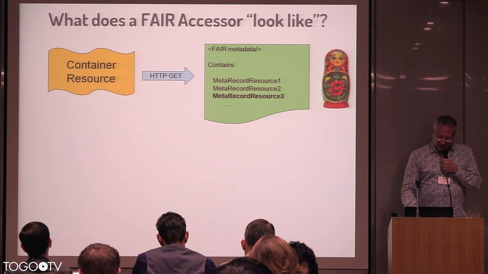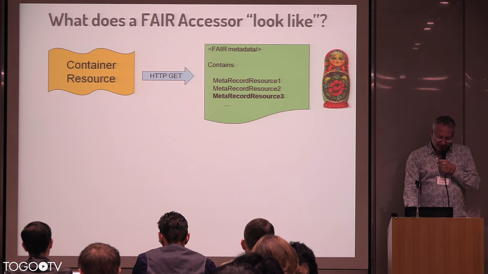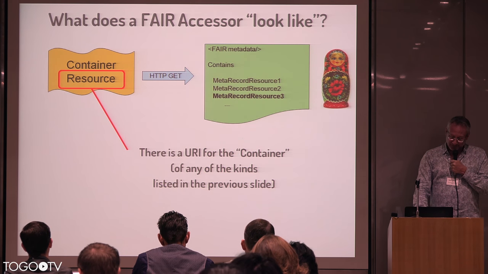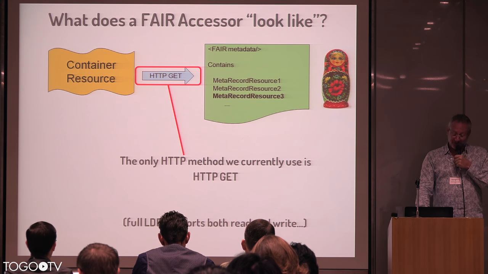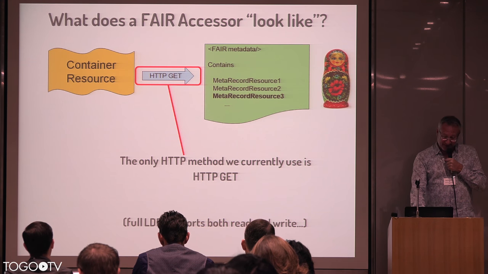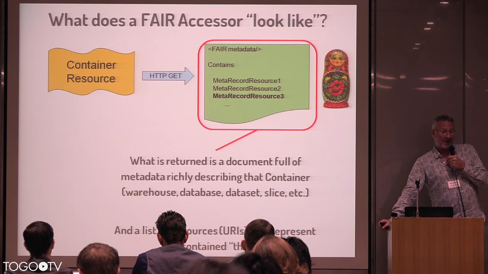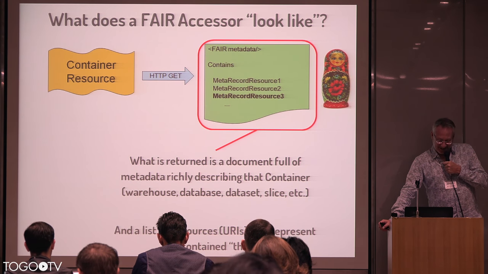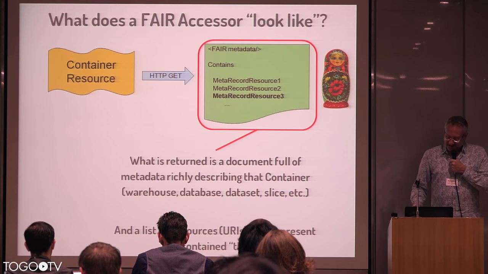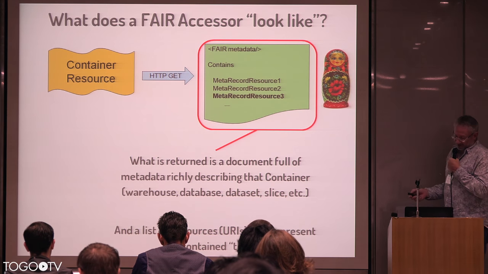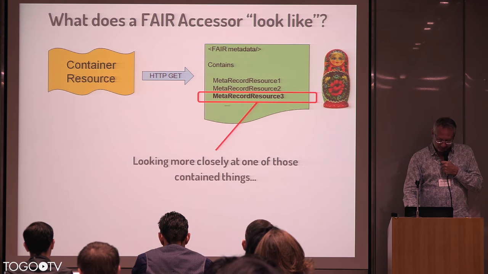So at the top level, the biggest Russian doll, you have a container, which is the URL. You call get, and at the moment we only use get, although LDP supports both read and write. And then you get a rich metadata document that describes what that container is. So it's a warehouse, it's a repository, data slice, and so on. And then a list of the URIs that are contained by that particular container, or that resource.